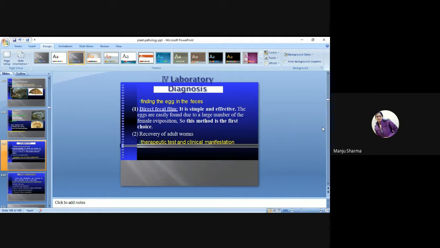It is simple and effective. The eggs are easily found due to the large number of eggs laid by the female. So this method is the first choice. Then recovery of the adult worm, along with the therapeutic test and clinical manifestation.